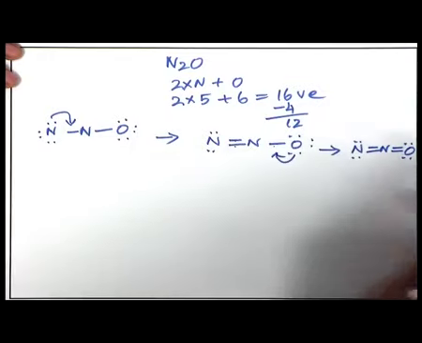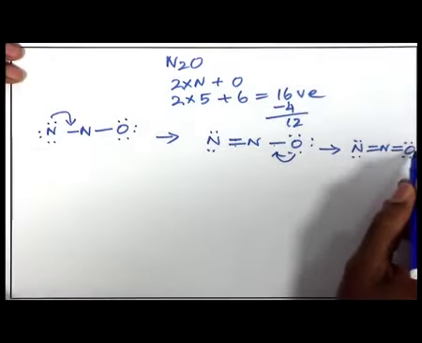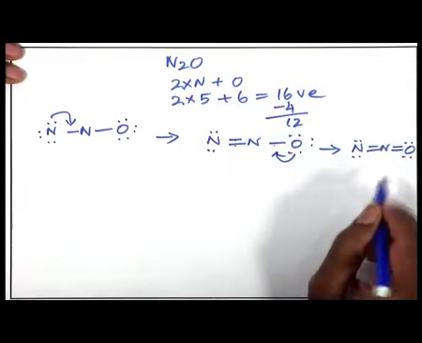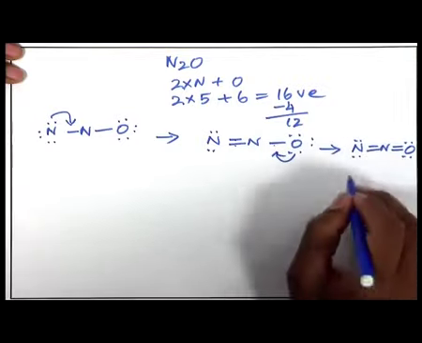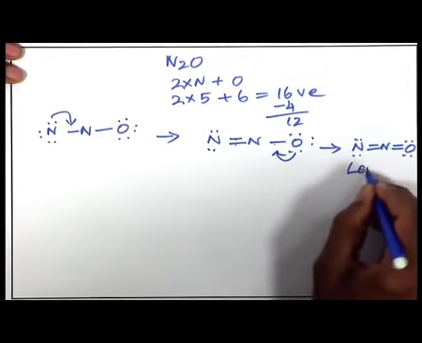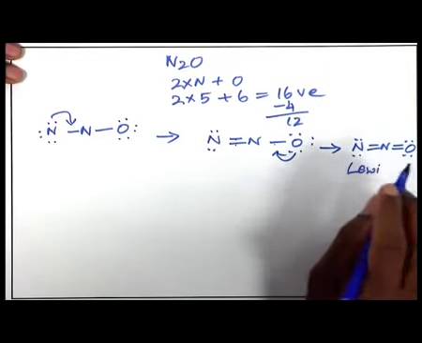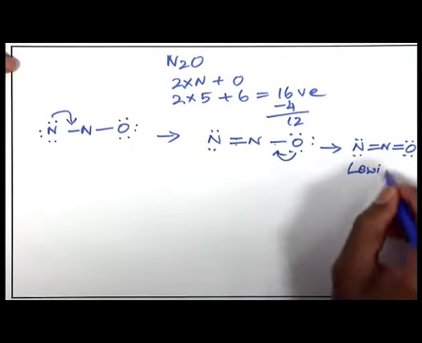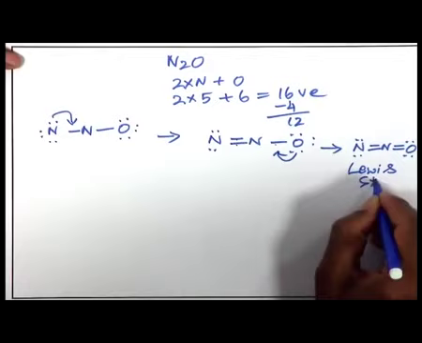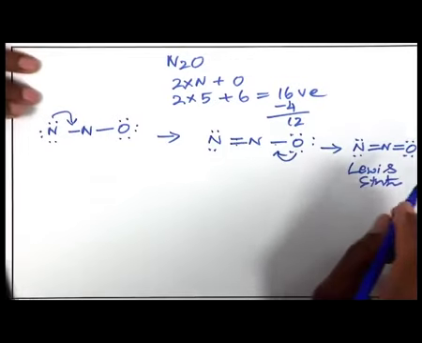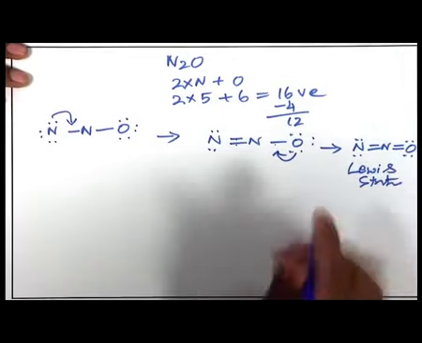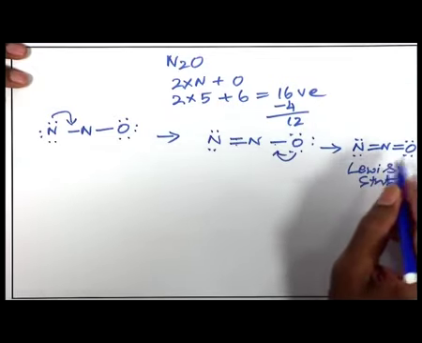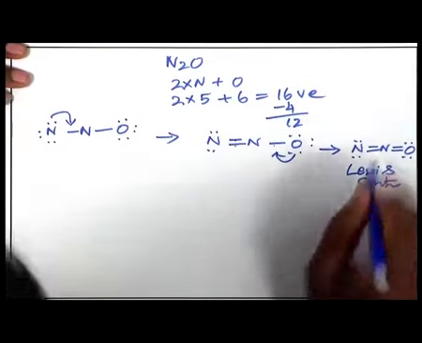Now, you can see that around this oxygen atom there are 8 electrons, around this nitrogen atom 8 electrons, around this nitrogen atom 8 electrons. So, this is the actual Lewis structure. When the central atom has attained the octet, then writing the Lewis dot structure is over. Now, there are other ways you can write the same structure.